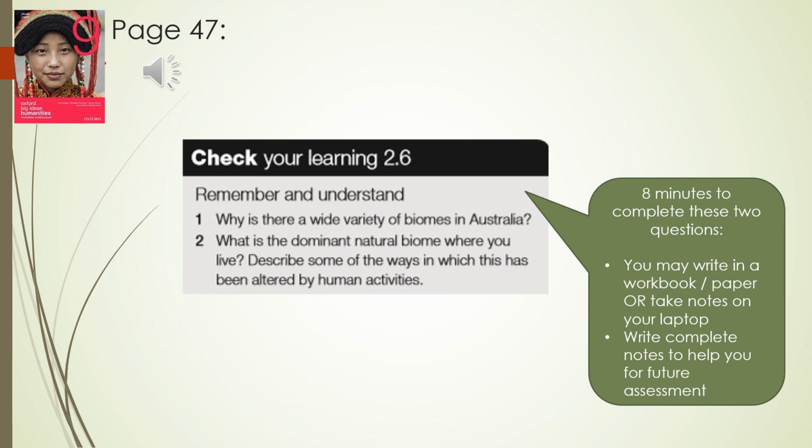Time for you to do some more work. Firstly, why is there a wide variety of biomes in Australia? And then think a little carefully about where you live. What is the dominant natural biome where you live? Describe some of the ways in which this has been altered by human activities.